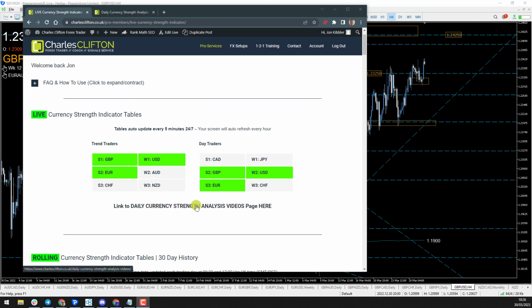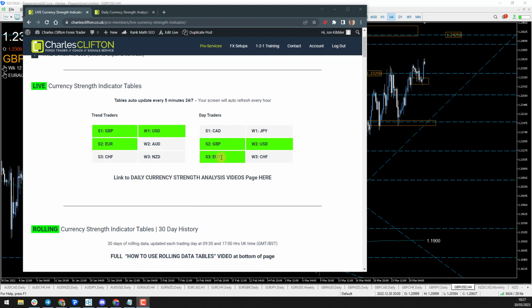We have two types of tables: the trend traders table and the day traders table. These are showing us the same studies, highlighting different time frames. The tables auto update every 5 minutes, 24/7, meaning that our members can see how the market stands right now in real time.